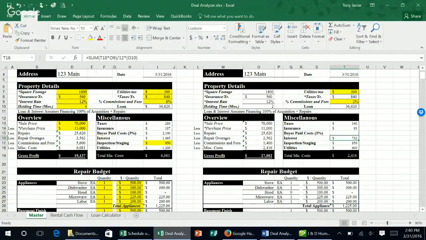The interest is split in half. Inspection and staging is probably the same. We may not stage our properties if we know we have a rent-to-own person going in there, especially if we can get it filled before we put it on the market. Utilities can be cut in half. So if you look at the price or the profit difference between a rent-to-own and something we sell outright, we're going to make $8,000 more, which, if you do the math, is, what is that, 40% more on this type of deal.